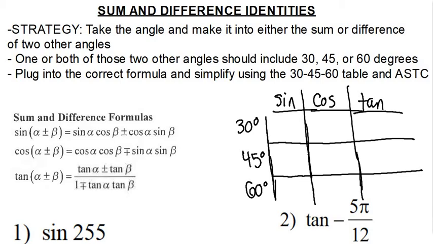Alright, in this video we want to learn about a new set of identities, and those are called the sum and difference identities. Sum refers to addition, obviously, and difference refers to subtraction. And they're listed right here in this table, the sum and difference identities.